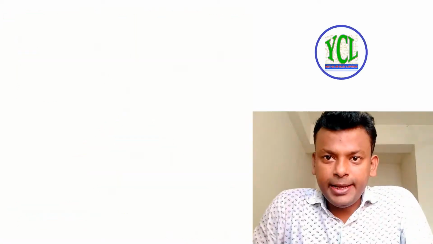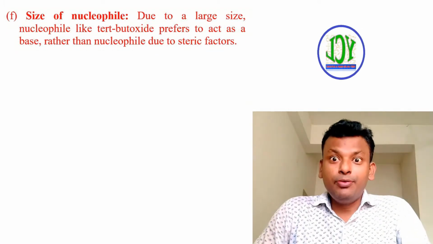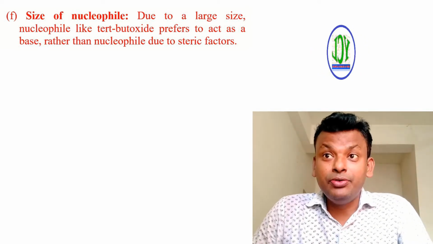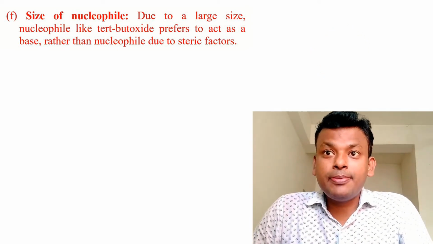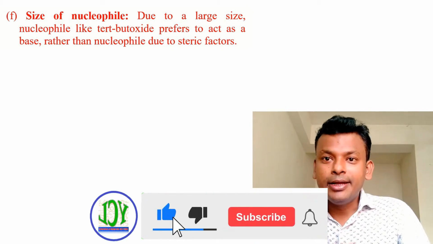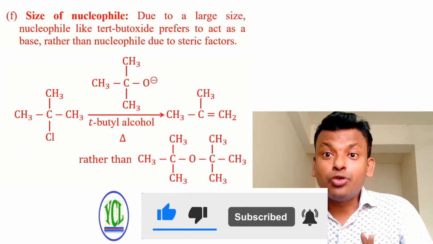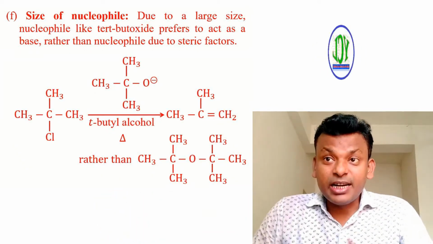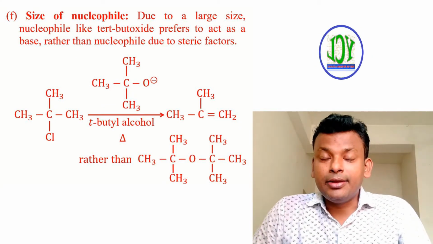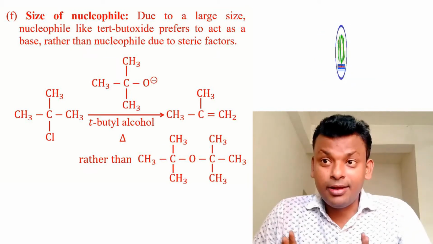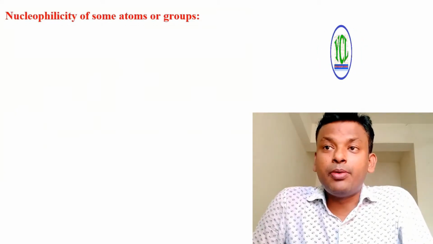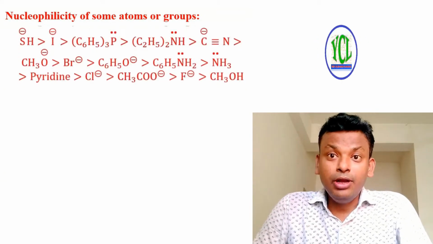And next, point F, size of nucleophile. Due to large size, a nucleophile like tertiary butoxide prefers to act as a base rather than a nucleophile due to steric factor, and the given reactions are showing this. So here in the presence of tertiary butoxide it forms the eliminated product, that is alkene, not the substituted product, that is ether. So next, nucleophilicity of some atoms or groups; the given order is below.